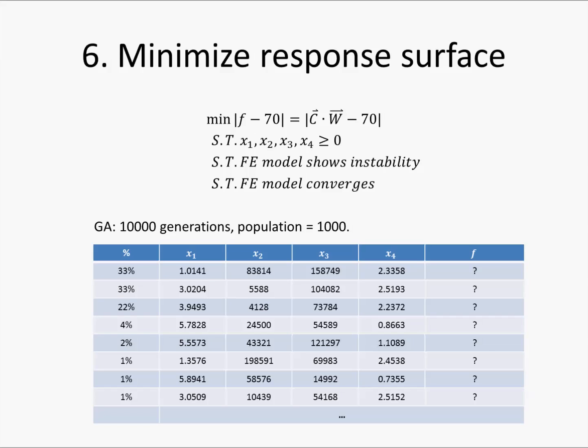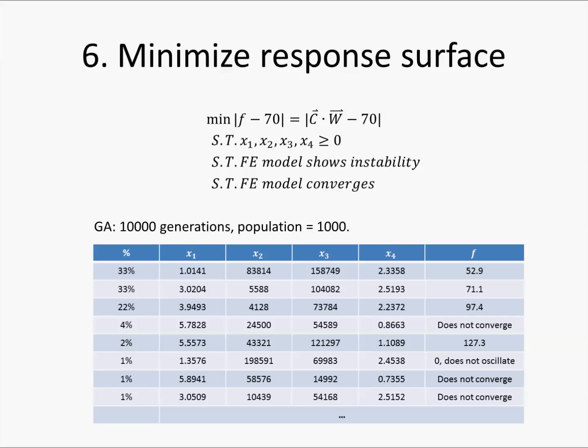Next, I need to evaluate all these optimum points by FEA. For the first one, after I ran a simulation, I found a vibration frequency of about 52.9. For the second one, I found a frequency of about 71.1. For the fourth one, the model does not converge. And for the sixth one, the model does not vibrate, so the vibration frequency is 0 in this case.